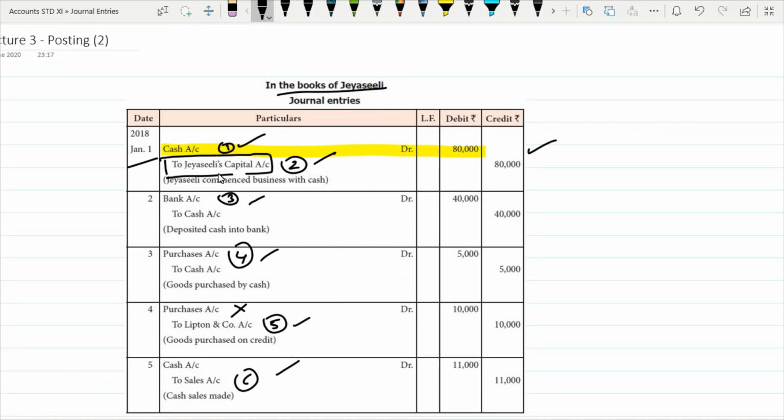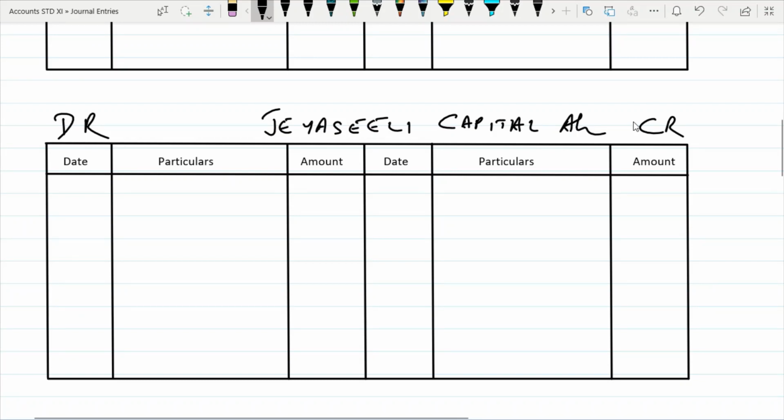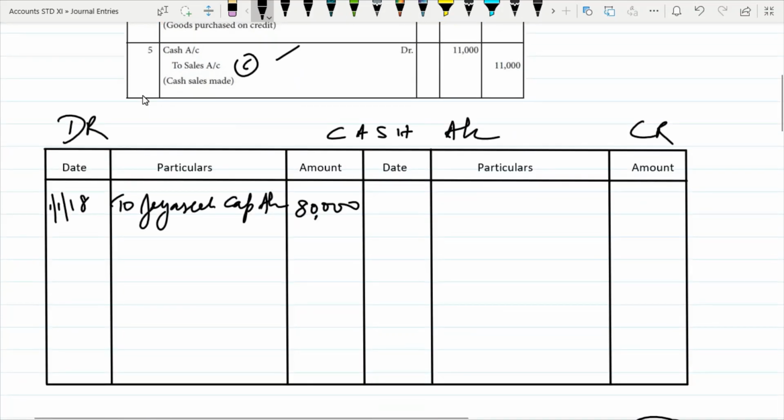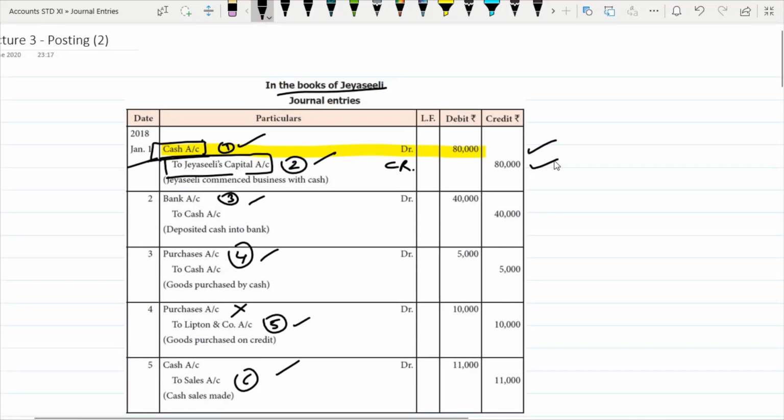Now we go to second. Now second is Jayaslee's capital account. This is now understood as credit. It is understood as credit. So it is credit by 80,000. So we go to the credit side. Okay. So it is credit by 80,000. So let us write first 80,000. What is the date? Date is 1st Jan 18. Now what do we write? We write this part here. Now although buy is not written here, but still you have to write buy cash. Okay. So now what we have done is we have recorded second.